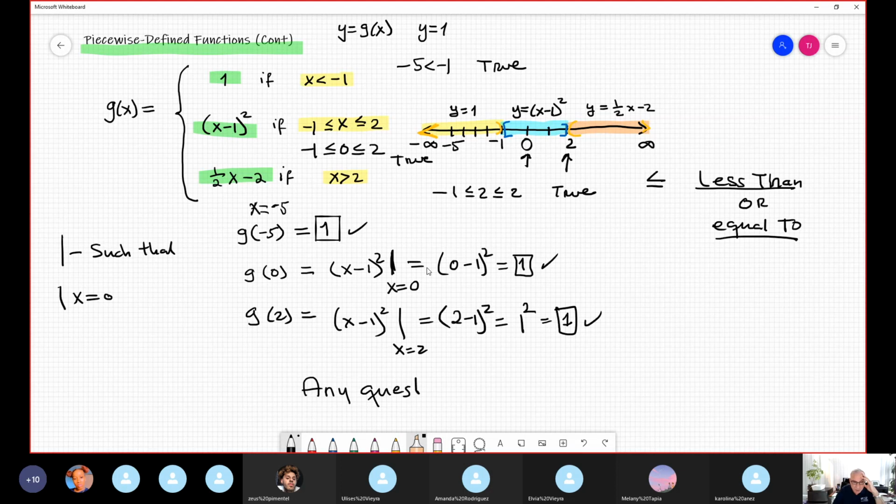I promise in the review package we go over this again and analyze another example. Okay, so now another topic inside the piecewise function. No problem, guys, no problem.